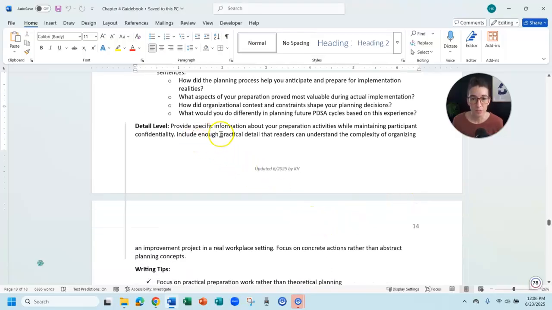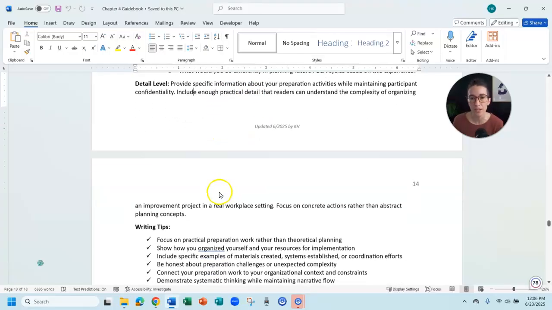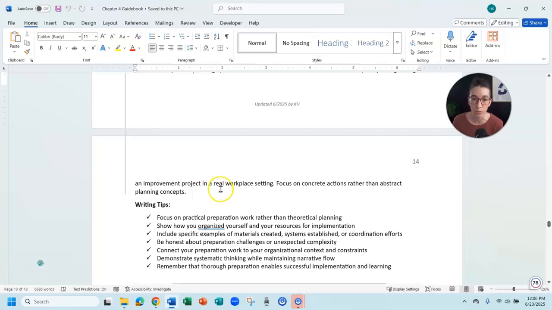Detail level provides specific information about your preparation activities while maintaining participant confidentiality, especially if you need to be a little bit careful there with maybe certain stakeholders. Include enough practical detail that readers can understand the complexity of organizing an improvement project in a real workplace setting. Focus on concrete actions rather than abstract planning concepts.